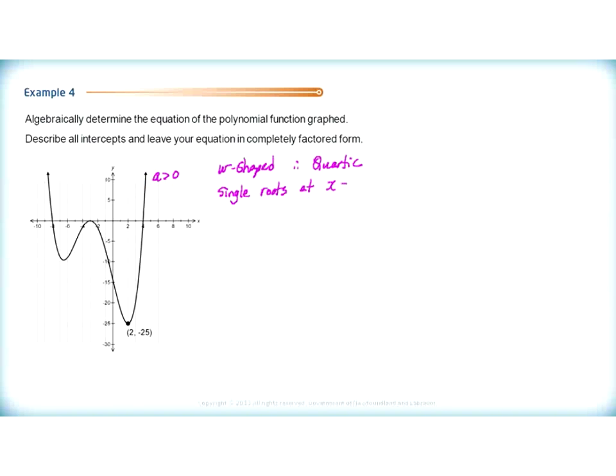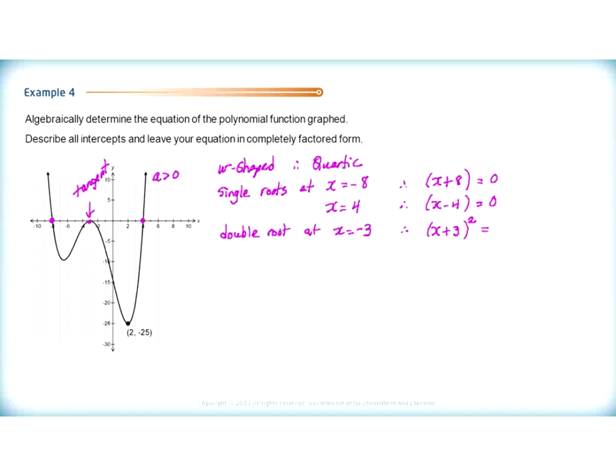I notice that there are single roots at x equals -8. Therefore, x plus 8 will have a multiplicity of 1. We also have another single root at x equals 4. Therefore, x minus 4 will have a multiplicity of 1. And I see that there is a double root at x equals -3 because the graph is tangent at x equals -3. Therefore, x plus 3 will be raised to the power of 2 because it has a multiplicity of 2.